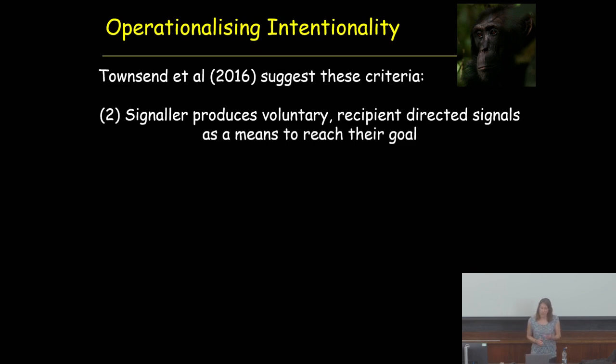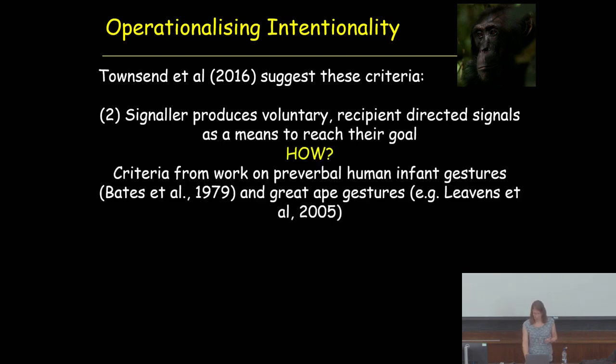The second is that the signaller produces voluntary recipient-directed signals as a means to reach that goal. And how do we identify that? Here we borrow criteria from work that started on the pre-verbal behaviour of human infants and their gestures, and that then got adapted by people working with great ape gestures. We were the first people to try and get these criteria and then apply them to the vocal domain in great apes. The ones that we could apply are social use.